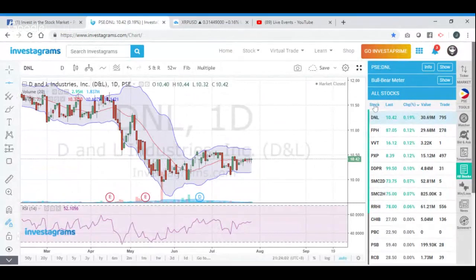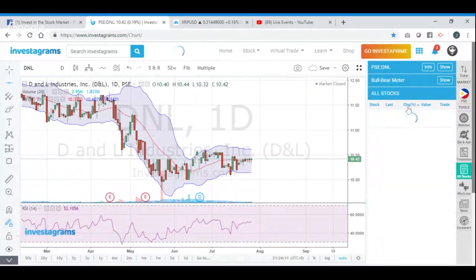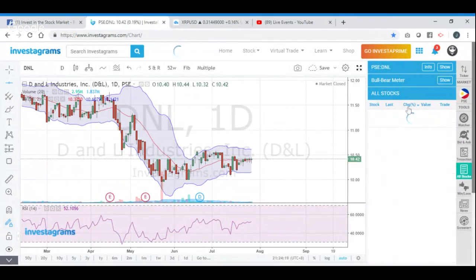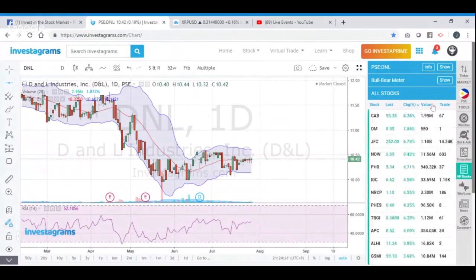So notice on the left side you will see the stock code and the price where it ended for the day, and this column is the percent change. If you click that, it will arrange it depending on what you need. If you want to see the biggest gainers, then you can just click it from there. Value would mean the amount that was traded for the entire day. And trade is, of course, the number of trades that happened within the day.